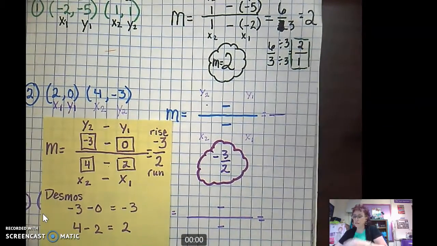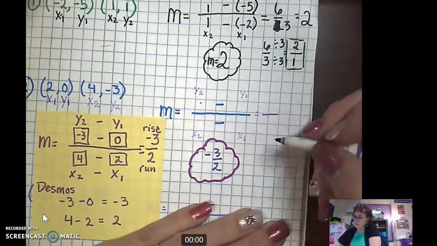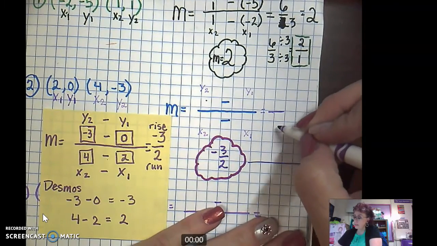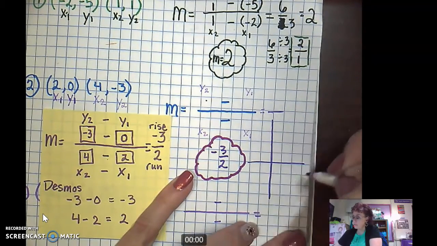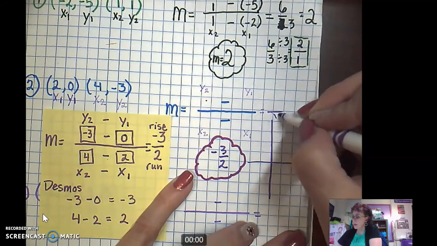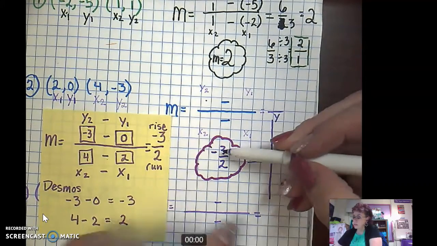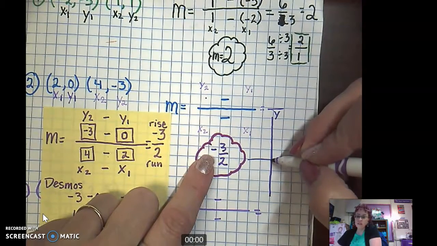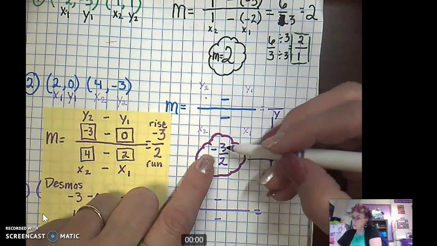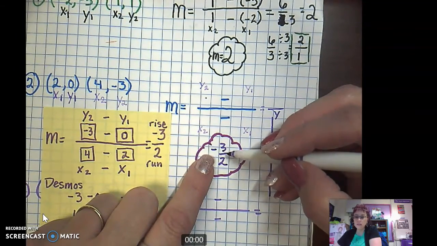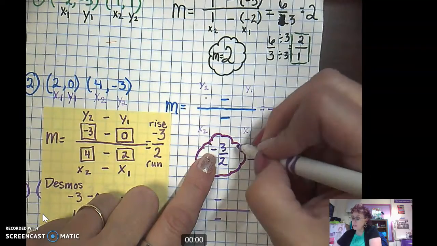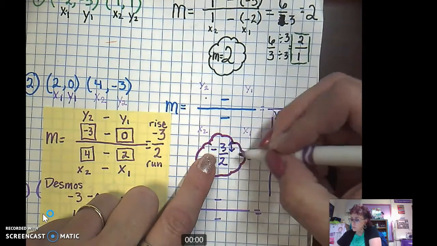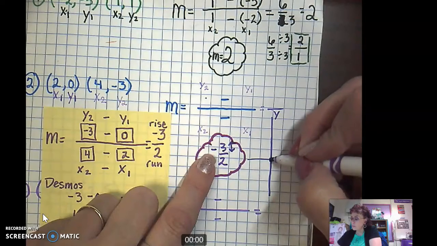So all that means is that if you have a graph, an x-axis and a y-axis, and let's say I start at the origin, this is giving me directions to get to the next point. This is a -3. The rise tells me to go up or down. So since this is a -3, we're going to go down 3.